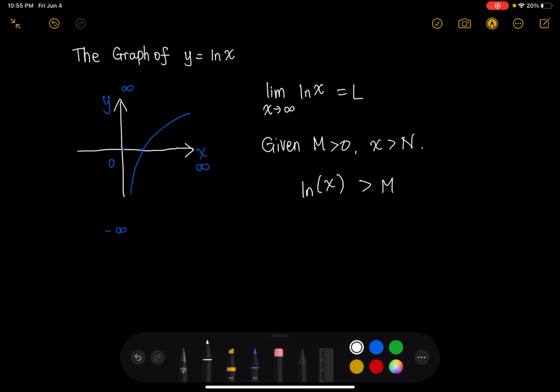So how do we choose this value? Well, we just choose it to be e to the m plus 1. So ln of e to the m plus 1 is just the exponent, m plus 1. M plus 1 is obviously greater than m. So we can always find such an x value such that when x exceeds that value, we are bigger than any given number. In that case, this limit is equal to positive infinity.